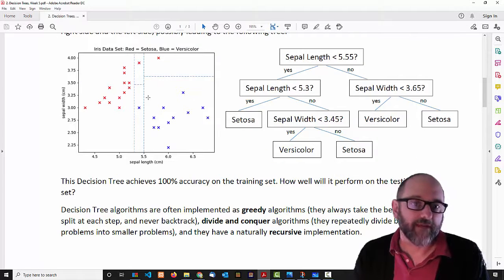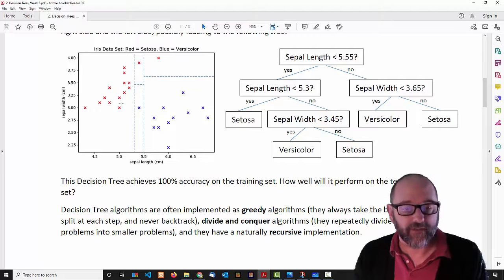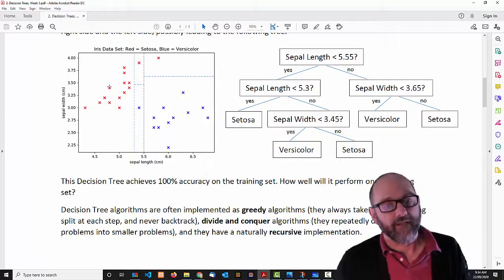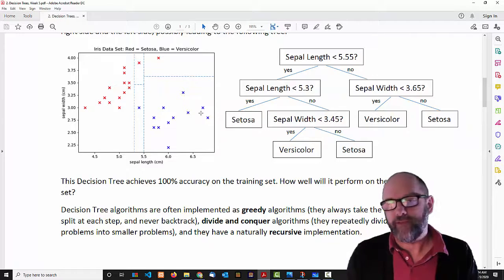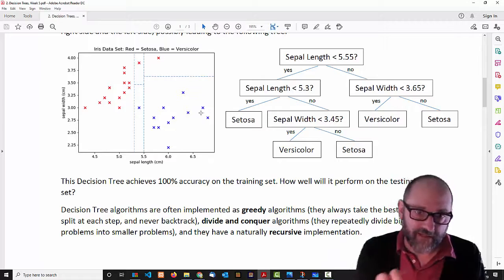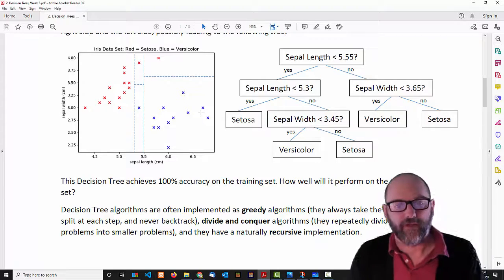It's also possible that when you drive to 100% accuracy on a training set, you will overfit. We talked about that in an earlier class, that you will fit the idiosyncrasies of the training set and miss some crucial generalizations.